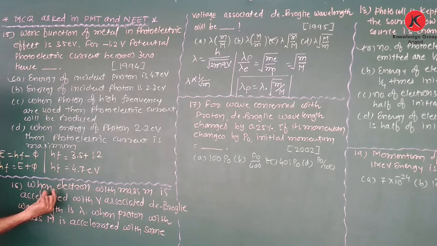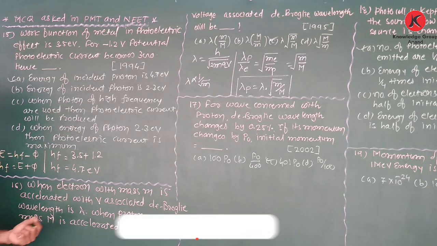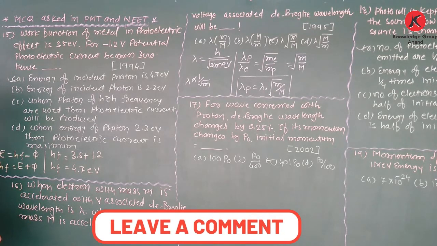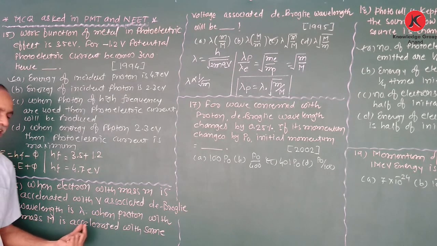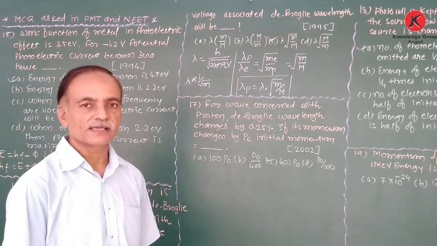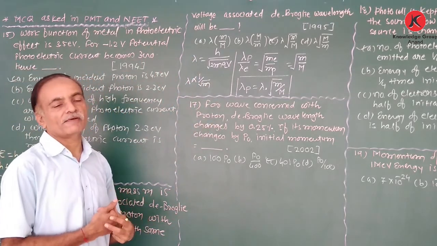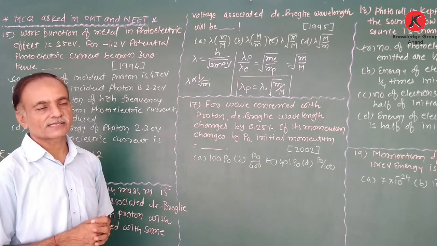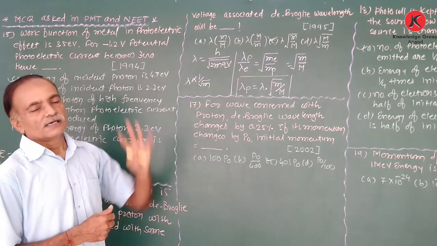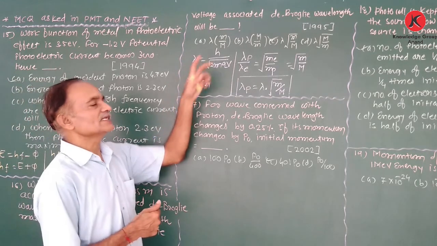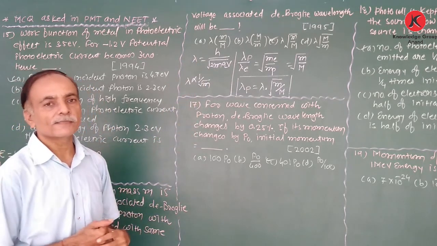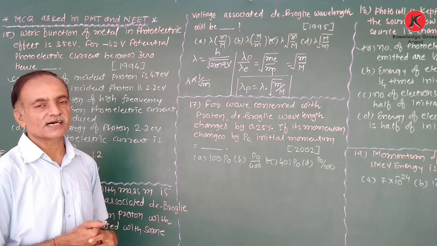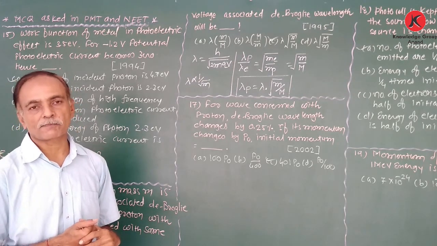Again, when an electron with mass small m is accelerated by the voltage capital V, the associated de Broglie wavelength is lambda. Now, when a proton with mass capital M is accelerated with the same potential difference capital V, what will be the associated de Broglie wavelength of the proton? For that purpose, we know that the de Broglie wavelength for accelerating voltage V is given by lambda equal to h upon under root of 2mqV. q is the charge, V is the accelerating voltage, and m is the mass of the particle.